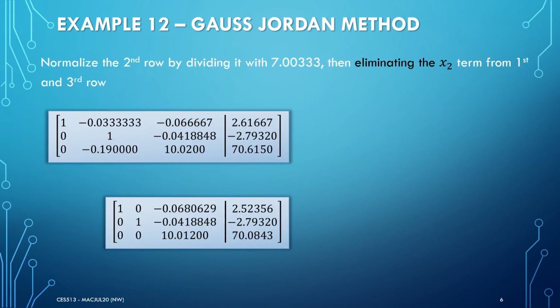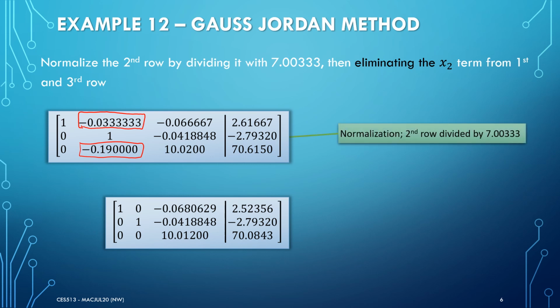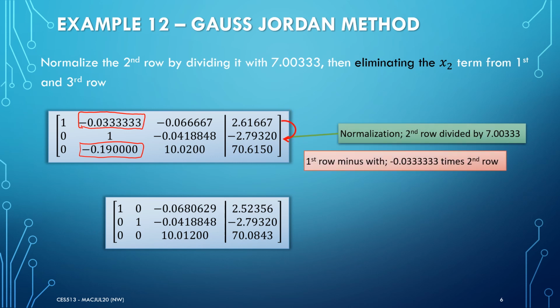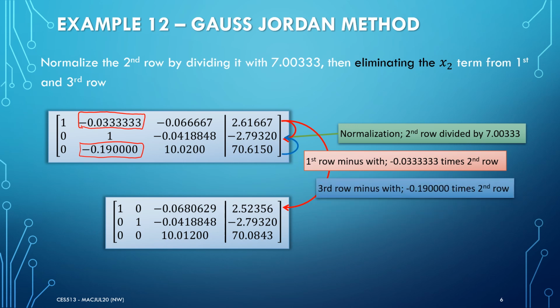Next, for the second normalization, the second row is divided by 7.00333, and then the x2 term is eliminated from the first and the third row. So we need to eliminate these coefficients and this coefficient. For the normalization, as I said before, the second row is divided by 7.00333, and then the first row minus negative 0.03333 times the second row to get the new equation of the first row, and then followed by the third row minus the second row times negative 0.190000 to get the new equation for the third row.